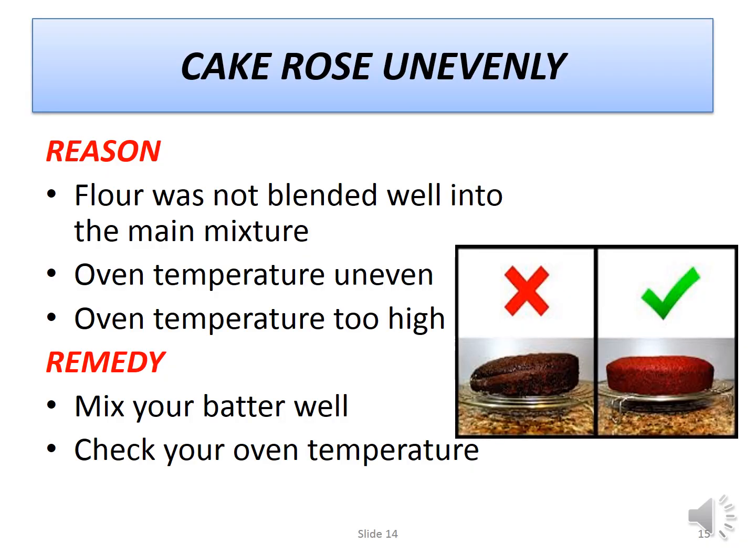Many people complained that their cake has not risen evenly from all the sides, and this can be because when you are mixing the ingredients, flour has not been blended well into the mixture, or the oven temperature was not even. Sometimes it was high, sometimes it was low. The oven is not working properly, or the oven temperature is very high.